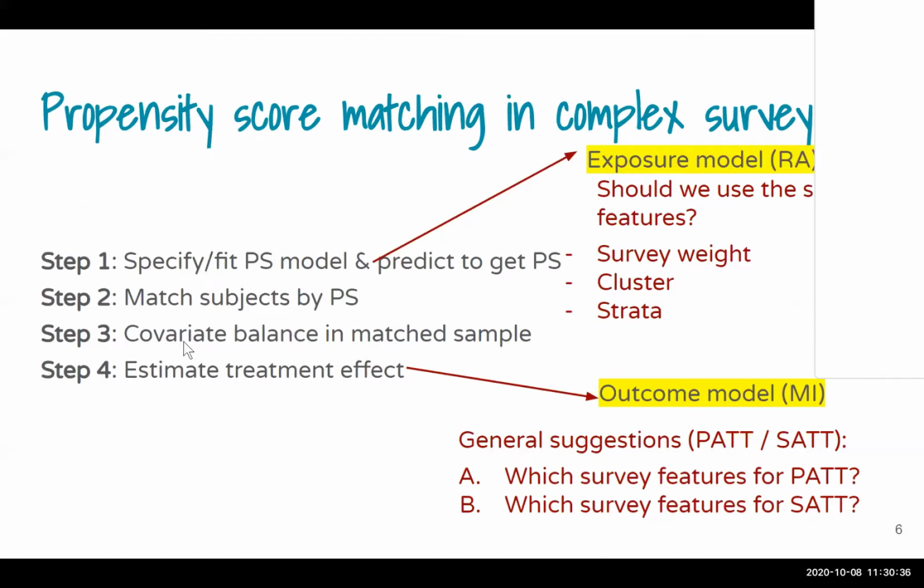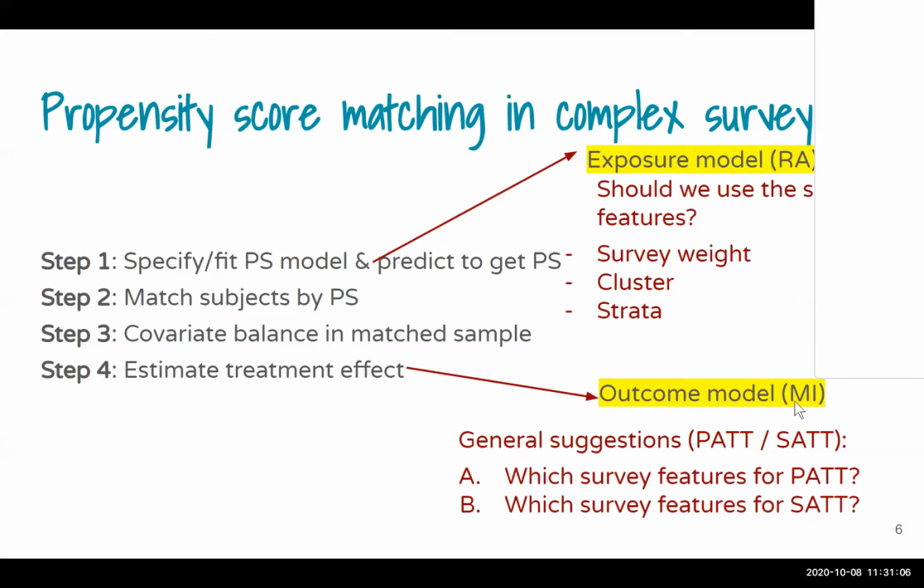Standardized mean difference does not have that problem. Standardized mean difference is independent of your sample size, and that's why it is usually used as a covariate balance measure. And once you see that the covariate balance in the third step is satisfactory, only then do we move on to the fourth step, where we estimate the treatment effect in the outcome model.